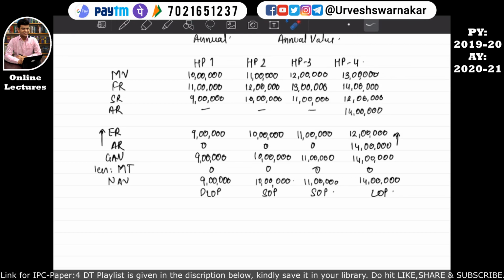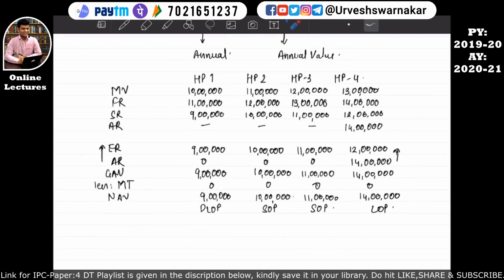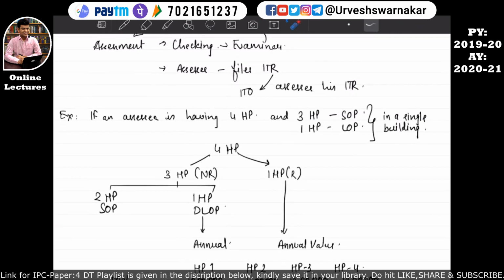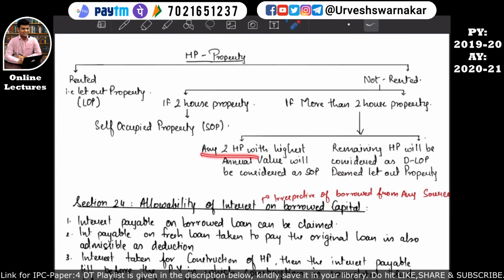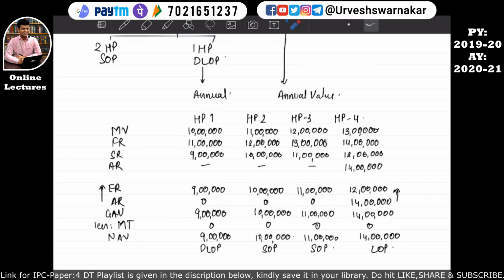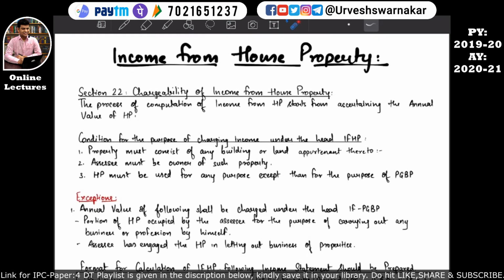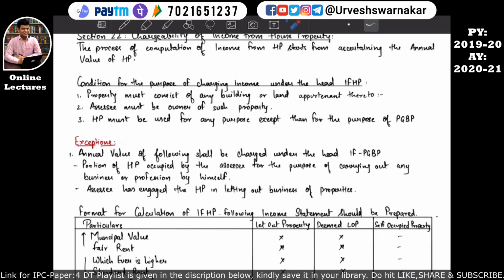So I hope by now at least you are aware how to find out which property can become SOP and which property can become DLOP. So primarily what I wanted to explain to you was this part: any two house properties with highest annual value will be considered as SOP. I hope this is quite clear to you all by now. Okay, so let's revise the entire thing that we have studied.